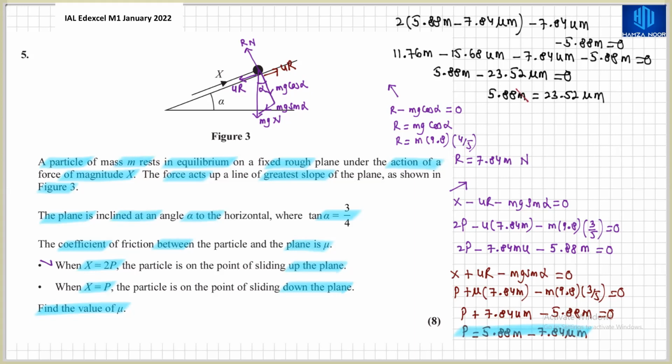So as we can see that m and m are cancelled out, therefore the coefficient of friction is 5.88 divided by 23.52. So 5.88 divided by 23.52, the coefficient of friction is 0.25. This is supposed to be your answer, and this question is worth 8 marks. So therefore the coefficient of friction is 0.25. So this was question number 5 of the International A-Level Edexcel M1 January 2022 paper.